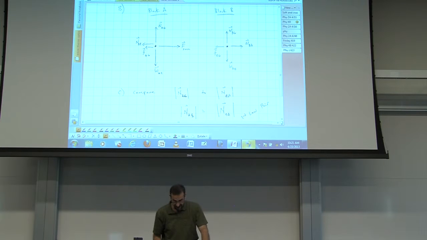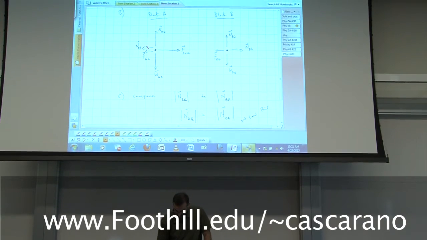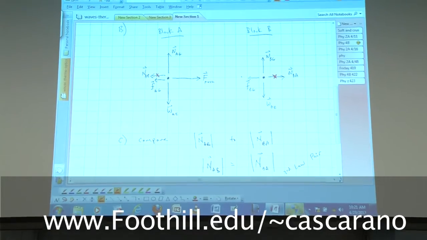So let's identify the Newton's pairs here. We know one of them. I'll put red X's on them. That's A pushing on B and B pushing back on A. Those two are a Newton's pair.